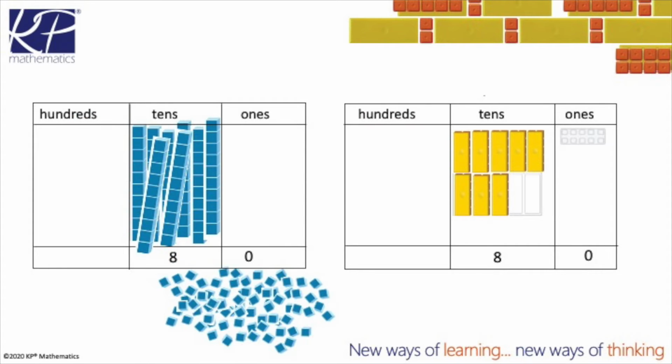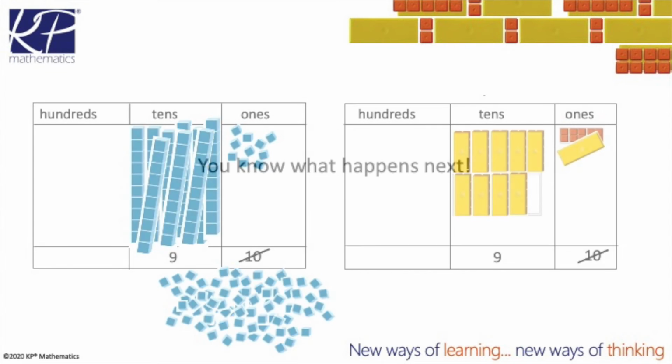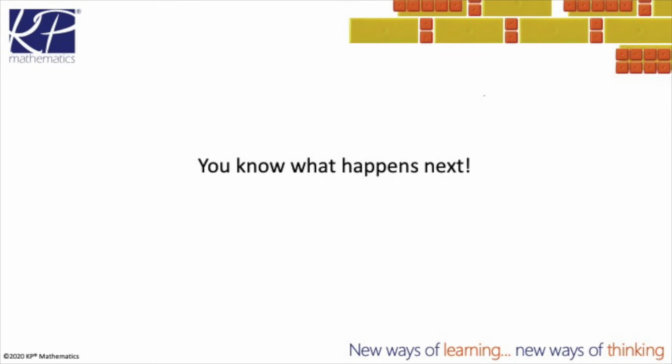We pick up the count at 80. 80 plus 9 is 89. 80 plus 10 requires a place value exchange to represent 90. 90 plus 9 is 99. 90 plus 10 requires a place value exchange. And you know what will happen next.